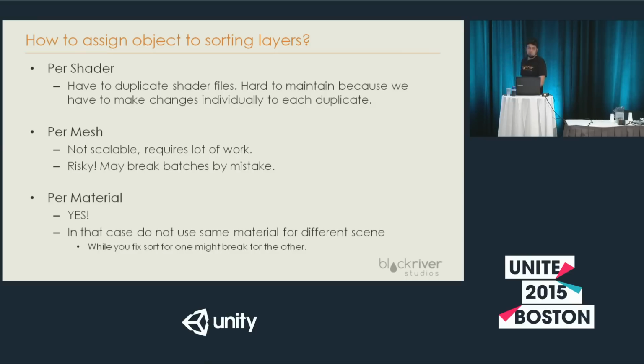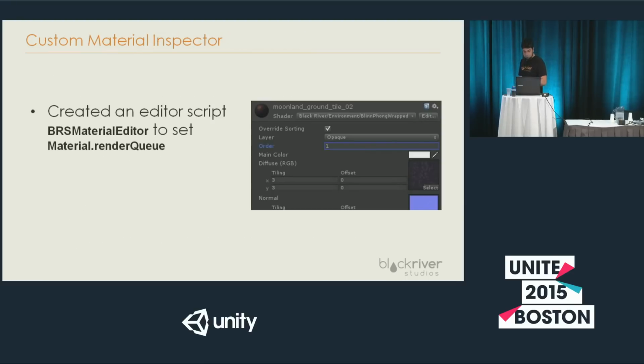You can create materials for each scene, and then when you change the layer in a material, it doesn't affect the other material in the other scene. And that's the way we did it. Unity allows you to set a material render queue in script, but we wanted our artists to have a nice and intuitive way of doing this.